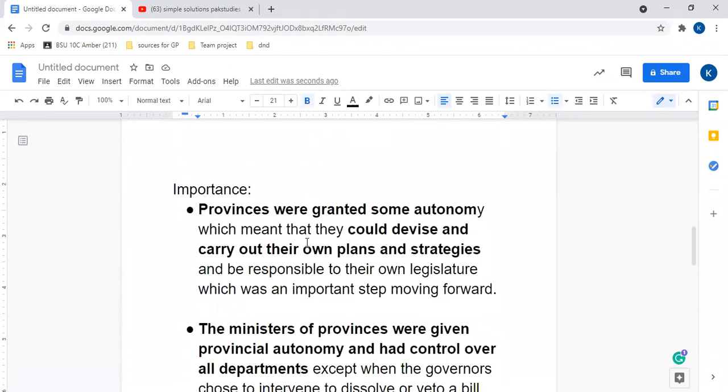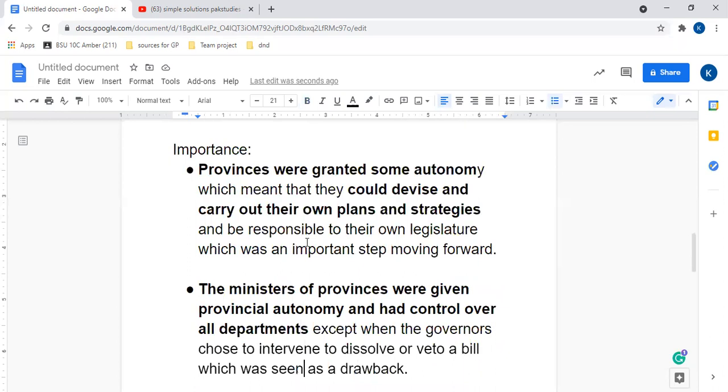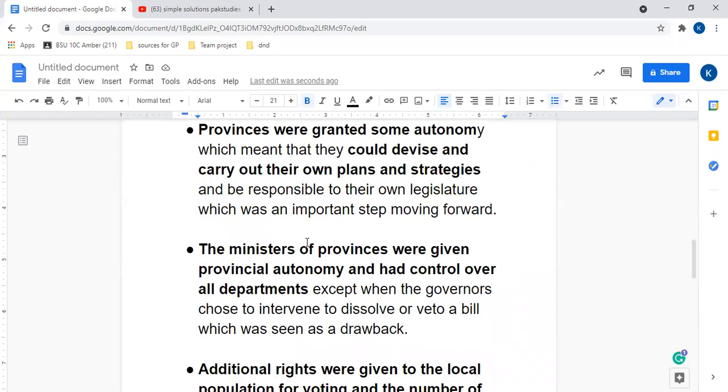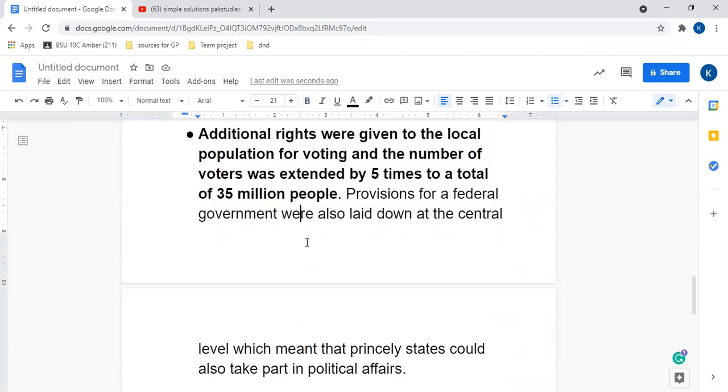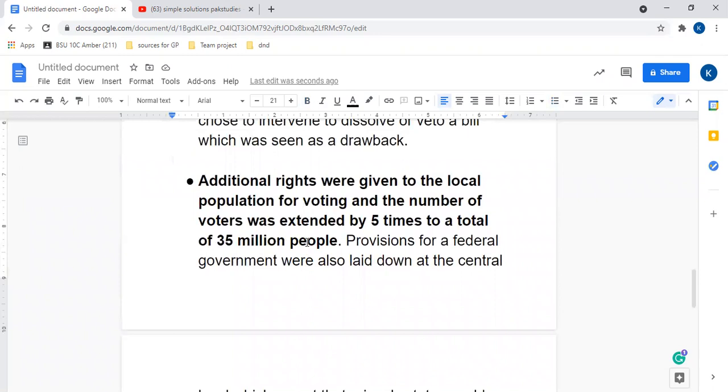The importance of this was that it granted more autonomy to the provinces, and so they could devise their own plans and strategies and carry out their own programs. The ministers were also given provincial autonomy and had control over all the departments. However, the provincial governments could intervene and dissolve or veto a bill, or even dissolve the assembly, which was a drawback. And lastly, it was important because additional rights were given to the local population for voting. It came to a total of 35 million people.